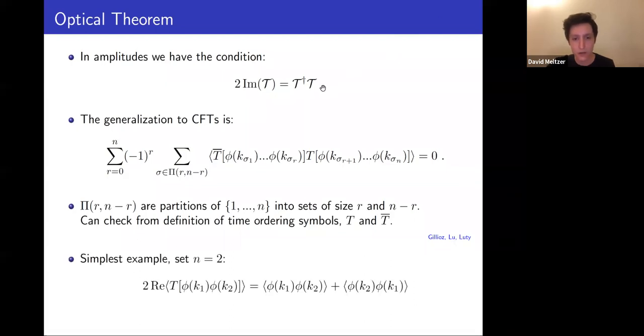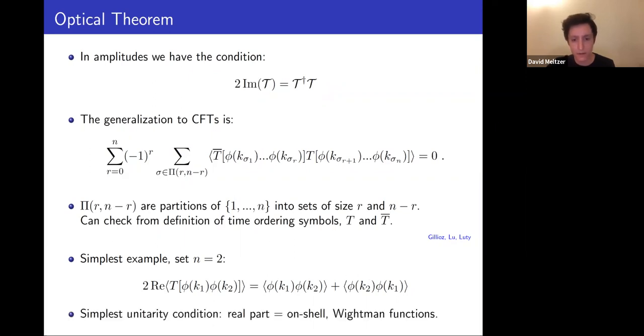And the simplest version is n equals 2. And it tells you that the real part of your time-ordered correlator is fixed in terms of these unordered Wightman functions. And you can think about this as the simplest unitarity condition. It tells you that the real part of your correlator is fixed in terms of the on-shell Wightman functions.